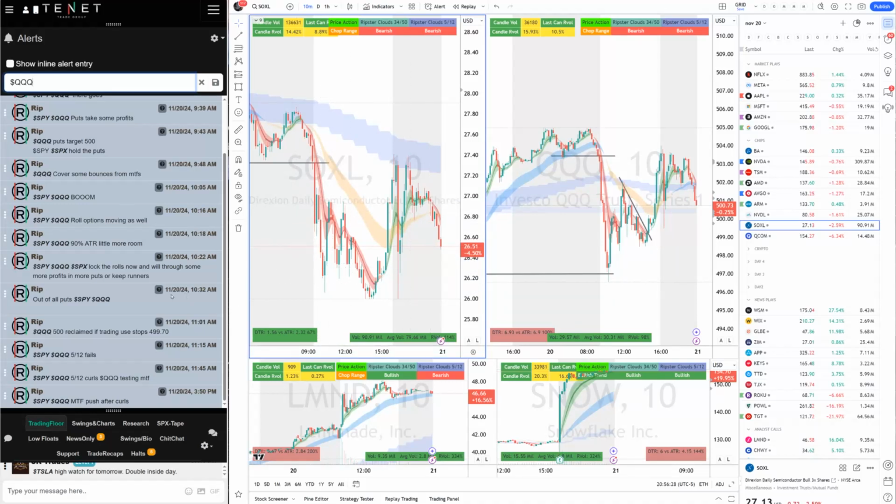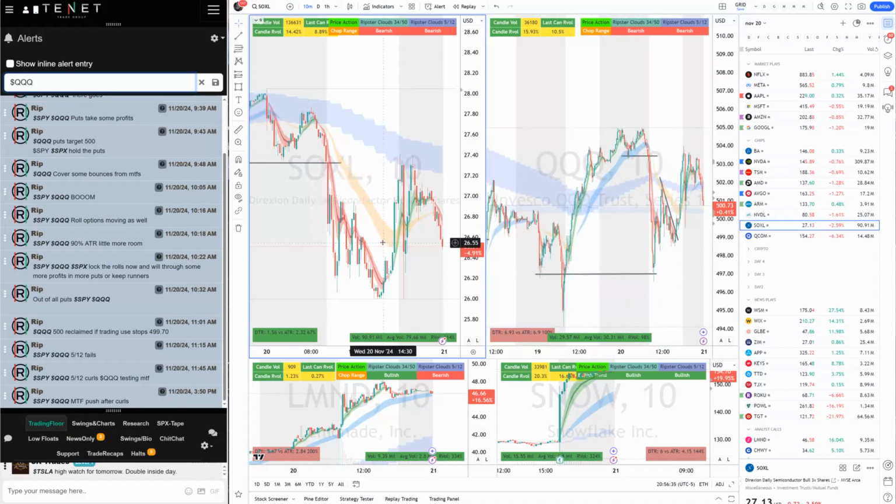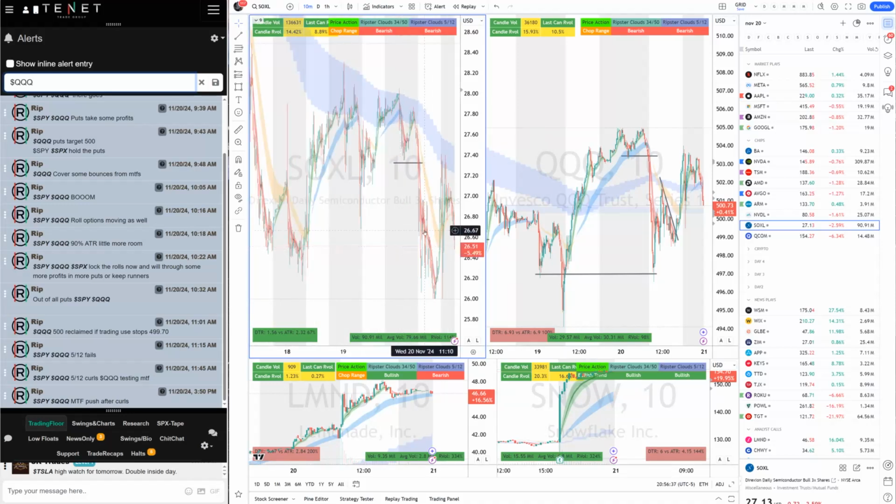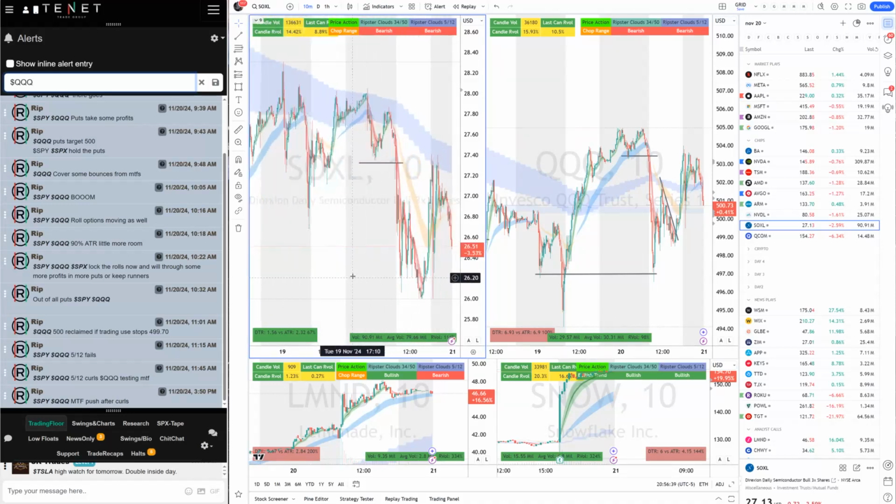I gave the targets on QQQ. My first target was 500, but after that, I gave the target of yesterday's pre-market lows. Same thing for SPY. Yesterday's pre-market lows were the targets.